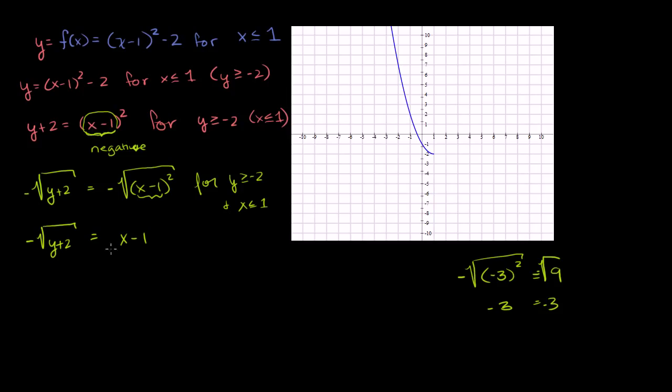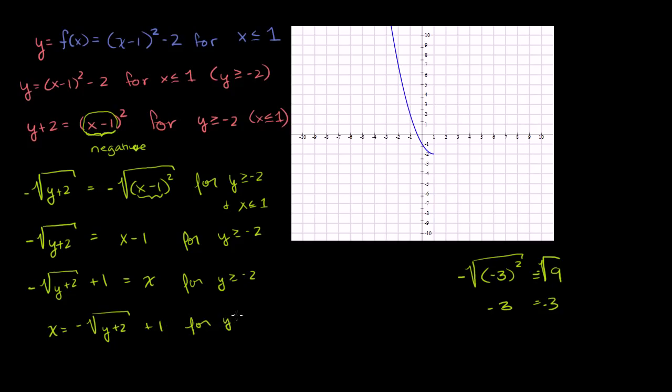So here, we now just have to solve for x. Add 1 to both sides, and you get the negative square root of y plus 2, plus 1, is equal to x, for y greater than or equal to negative 2. Or if we want to rewrite it, we could say that x is equal to the negative square root of y plus 2 plus 1, for y greater than or equal to negative 2.